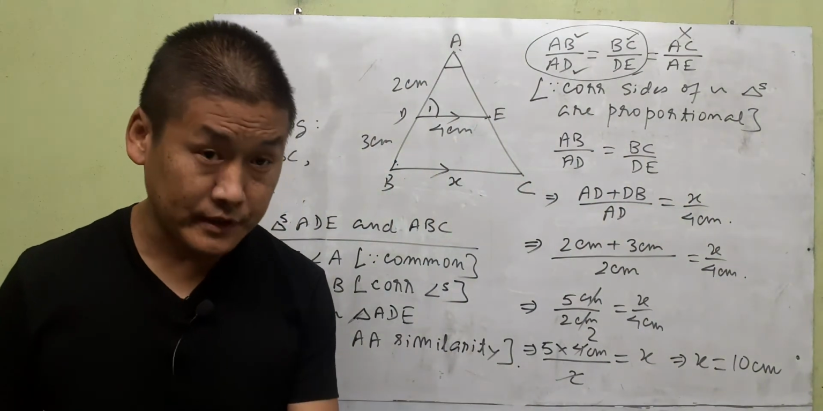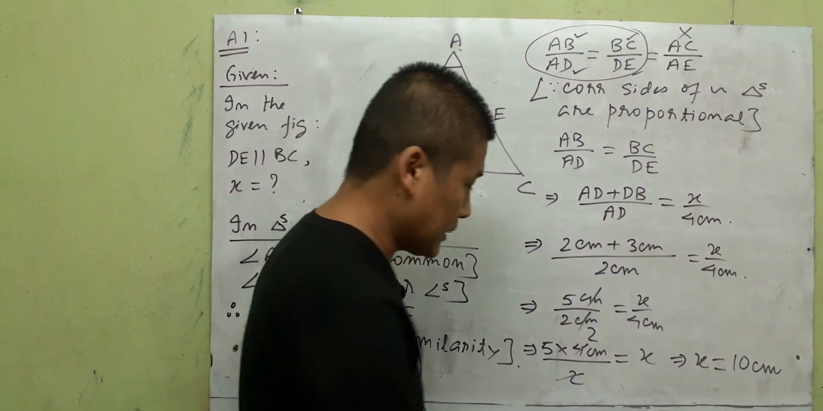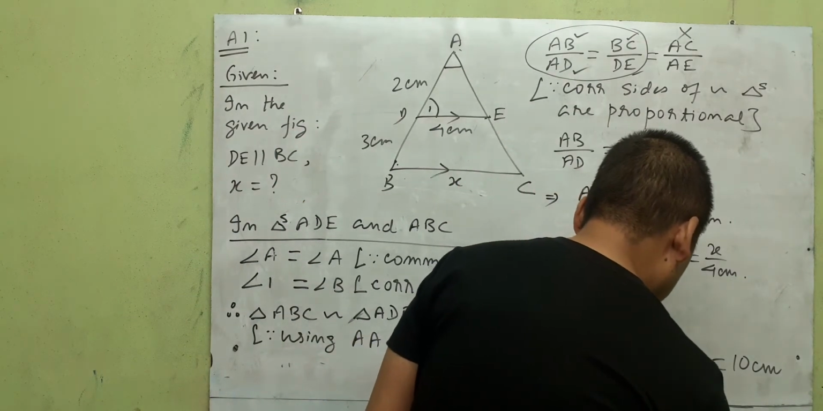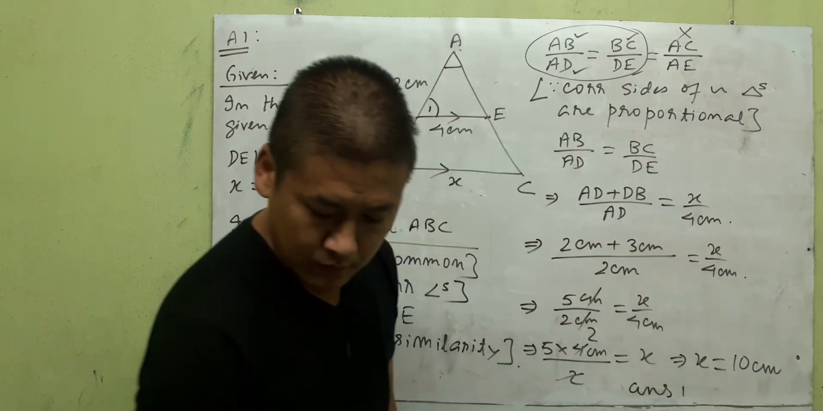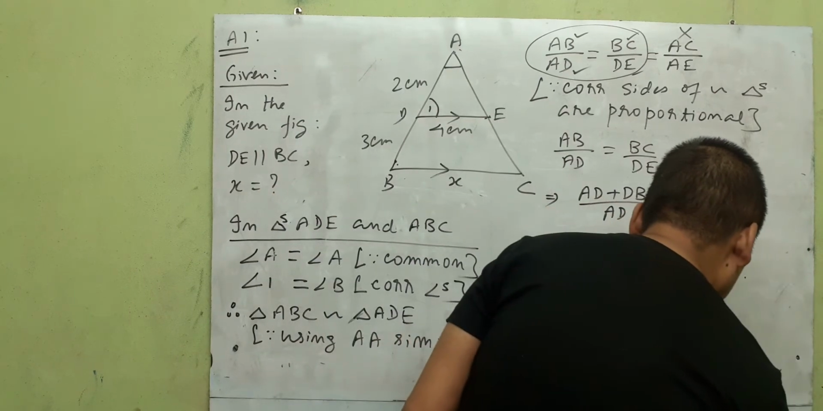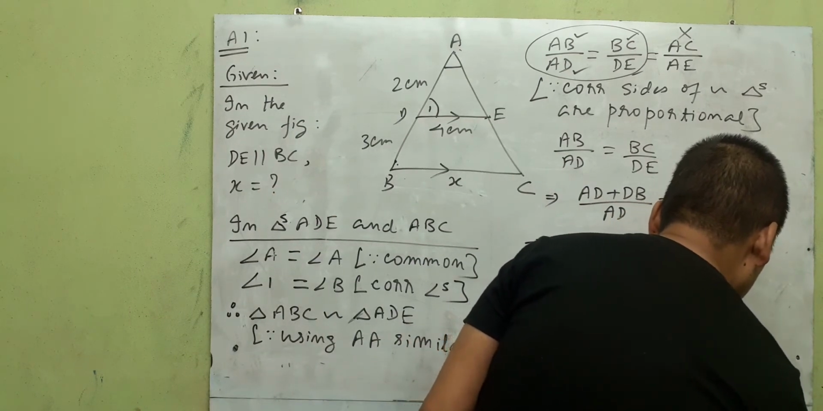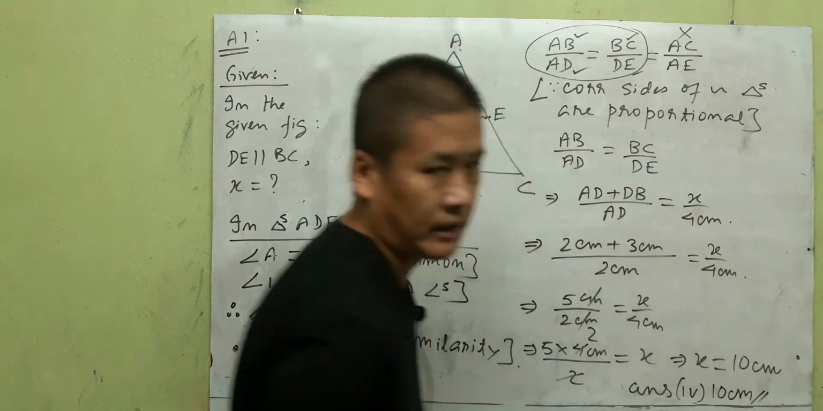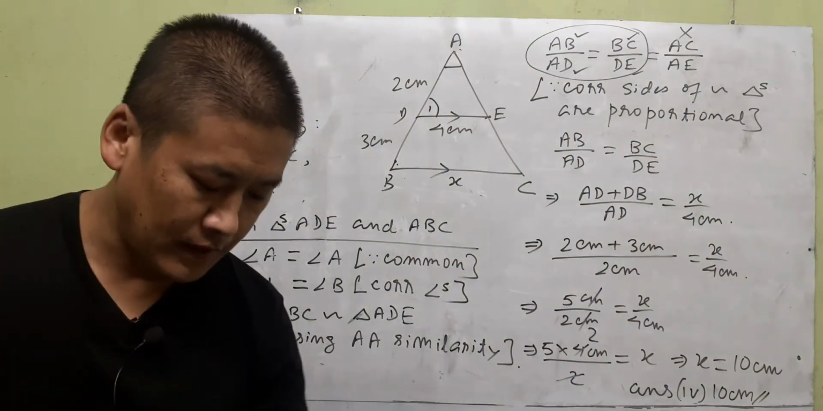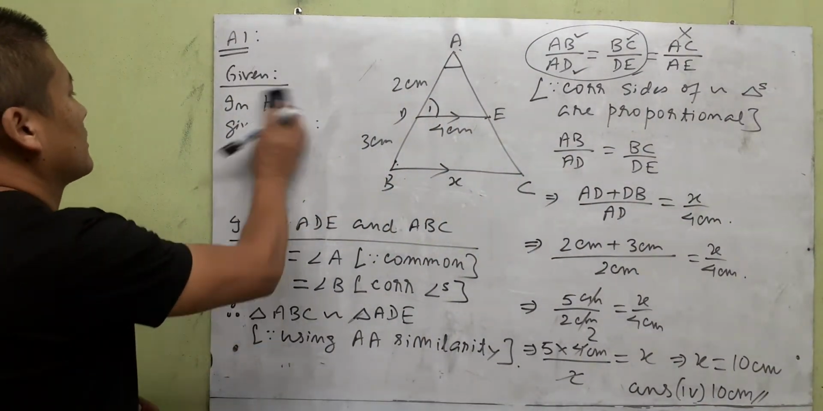Now in the answer choice, this is a multiple choice question. We see that the answer that matches this is choice number 4, which is in your textbook, you can see, which is 10 centimeter, right? Okay, let us go to the last question before we conclude this class.